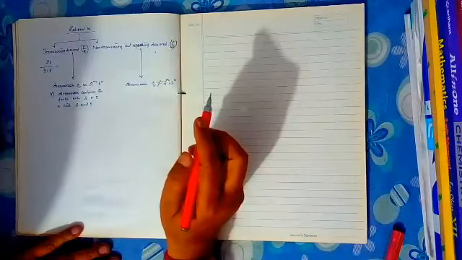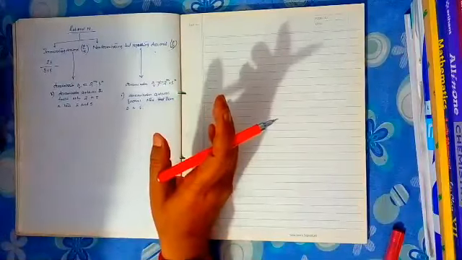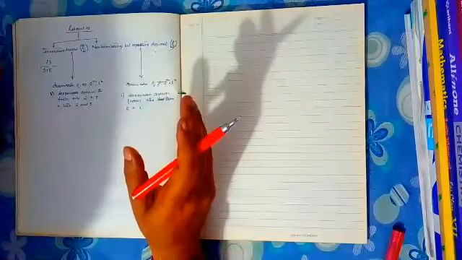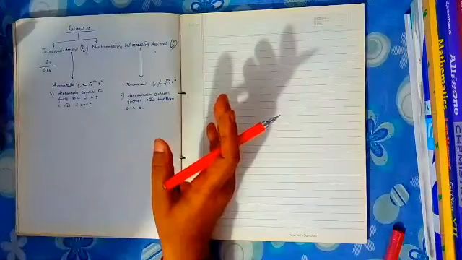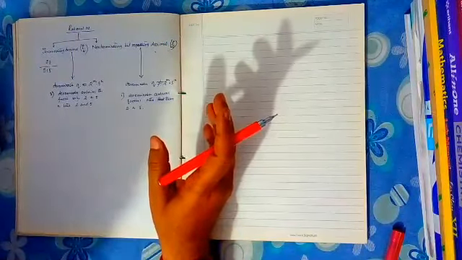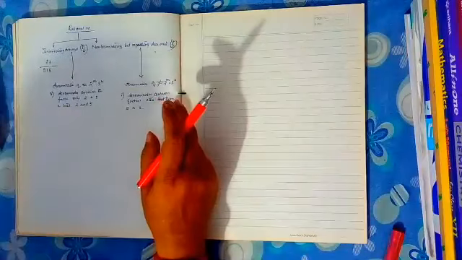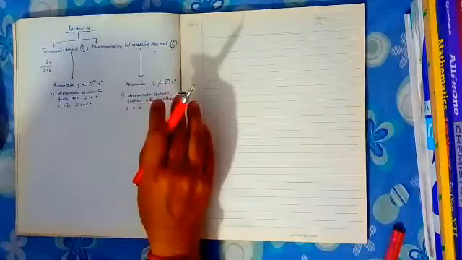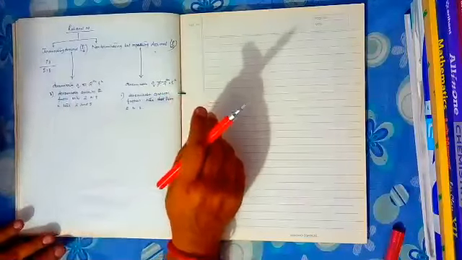Like 2 may be there, may not be there, 5 may be there, may not be there, but there must be other factors like 3, 7, 11, 13, 17, like that. Other factors will be there. So if there are other factors, then they will be non-terminating but repeating, that is, a recurring number.